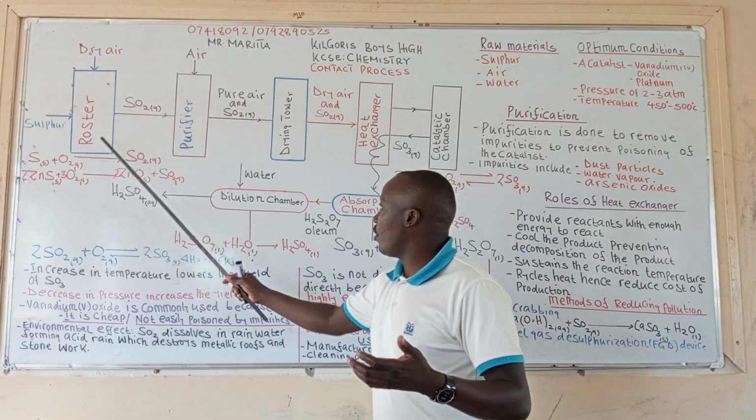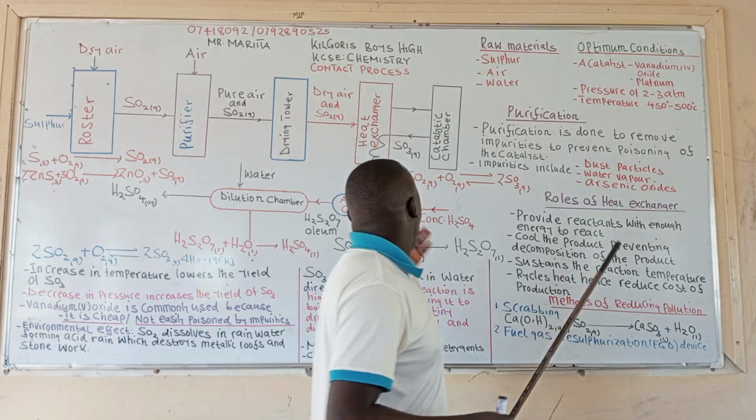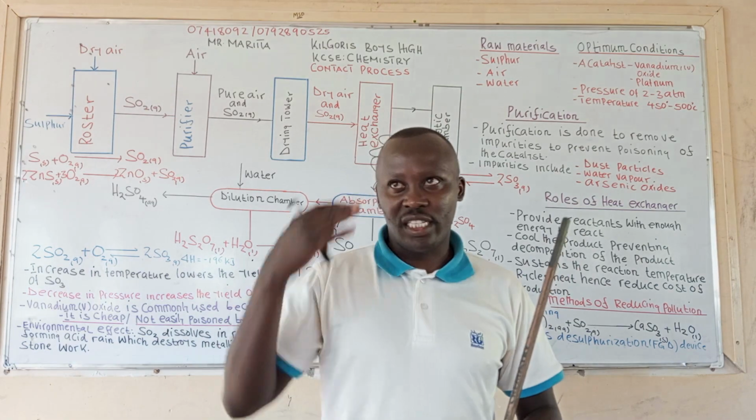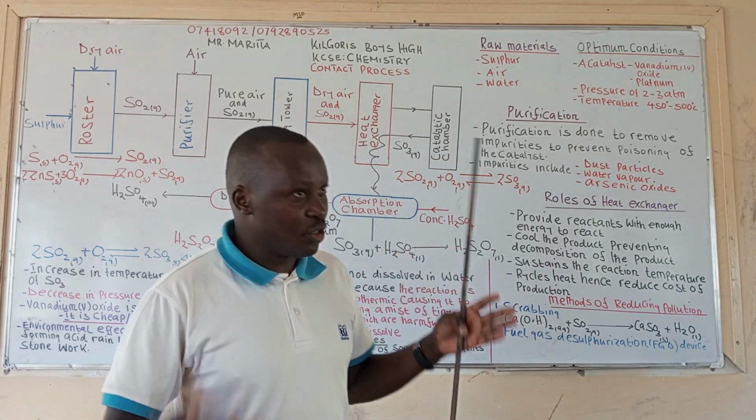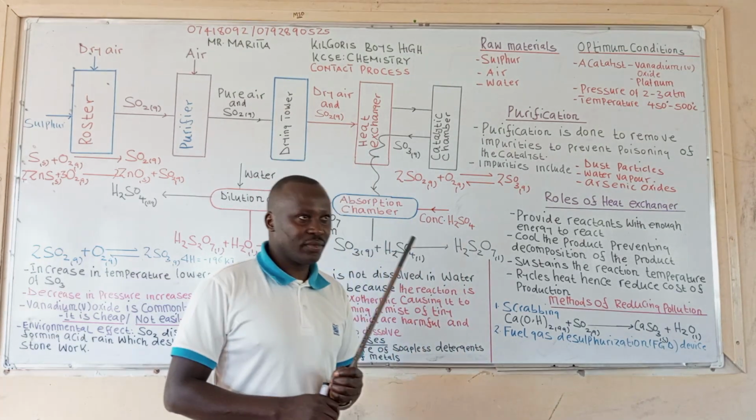So we have the roaster, we have the purification chamber, we have the drying towers, we have the heat exchanger, the catalytic chamber, we have the absorption chamber, and finally we have the dilution chamber.